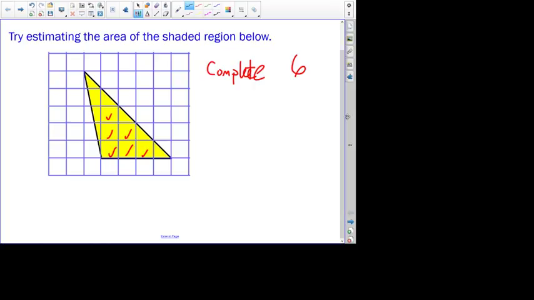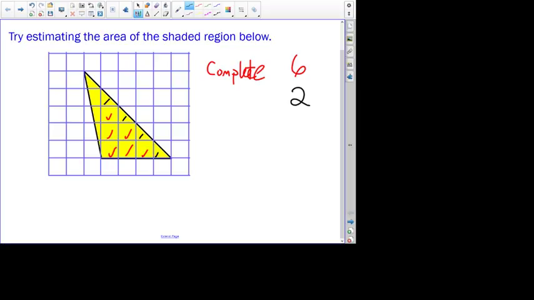Now let's look for halves. I know for sure this is a half square, this is a half square, this is a half square, and this is a half square because I could see the way it's shaded. So I know I have two halves for sure, or rather two whole squares from four halves. So I could put 2 there from those ones.